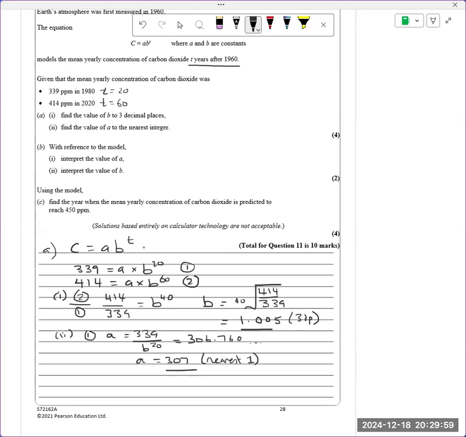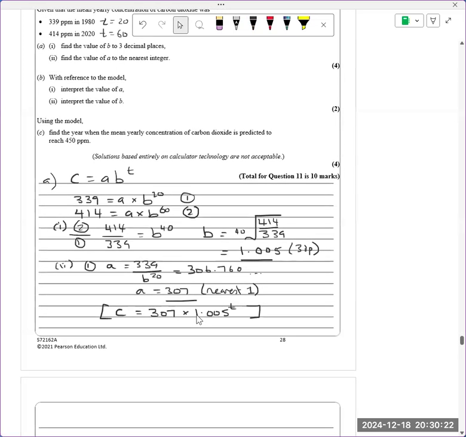So that's the first two bits. So we have our model. This time they didn't ask us to state the equation, but good practice is that we should. So it's C is 307 times 1.005 to the T. That's our model. Now, they didn't ask us for that, but that's what it is.